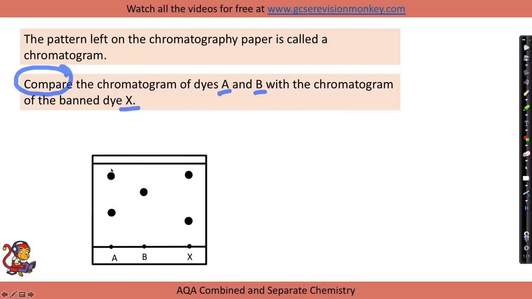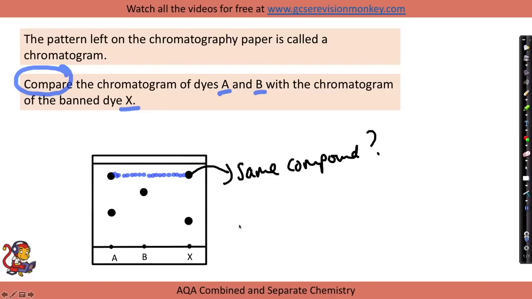So you can see here dye A has 2 dots and so has dye X, and this top dot here is in exactly the same position as the one on X, suggesting it could be the same compound. Now you'd want to investigate this further to see if dye A does contain one of the chemicals that is in the banned food dye X.